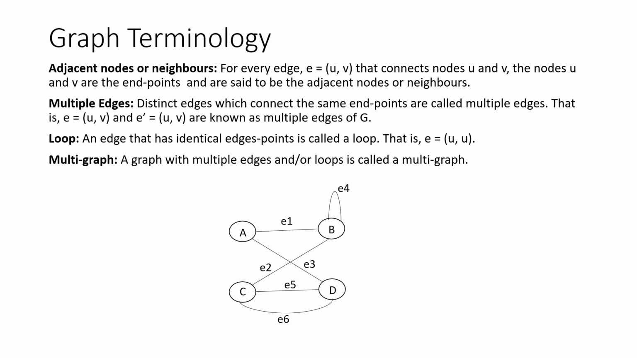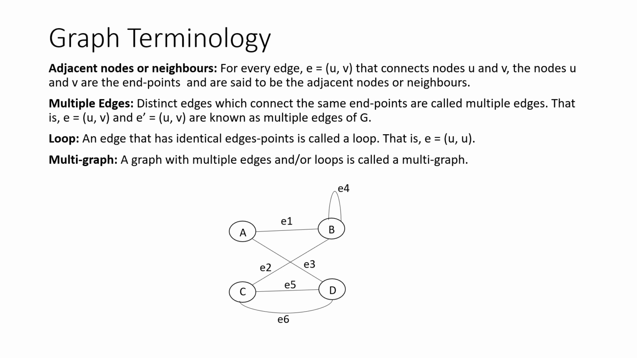So the first one is adjacent nodes or neighbors. It's a self-explanatory term. Adjacent nodes are the nodes which are connected by an edge. For example, in this graph we can see that A and B are connected by E1. Therefore, A and B are adjacent nodes or neighbors of each other. Similarly, B and C are also connected by E2. Therefore, B and C are adjacent nodes or neighbors of each other.